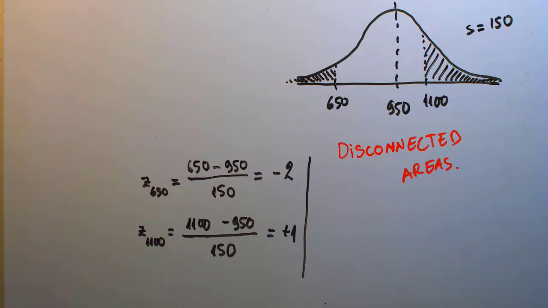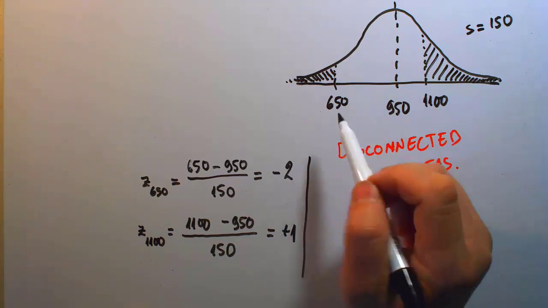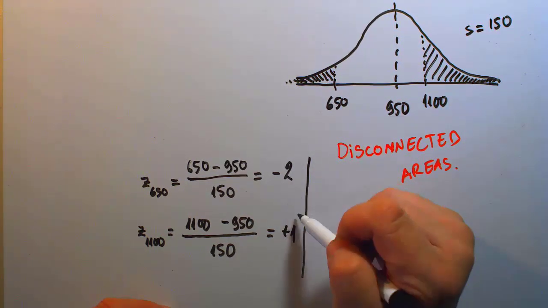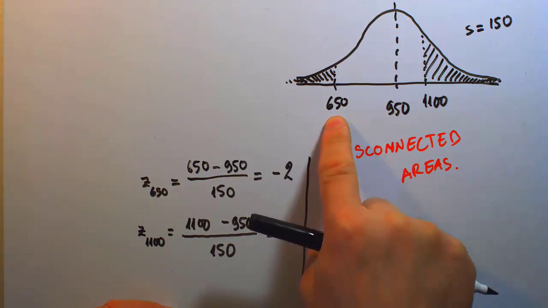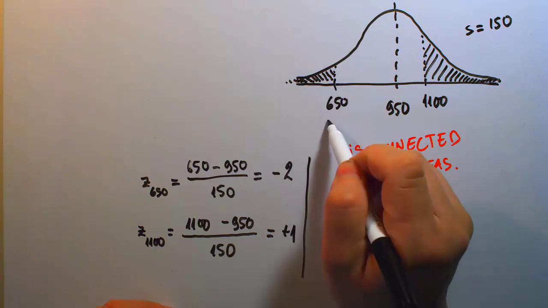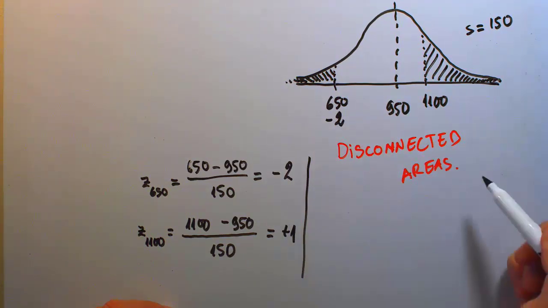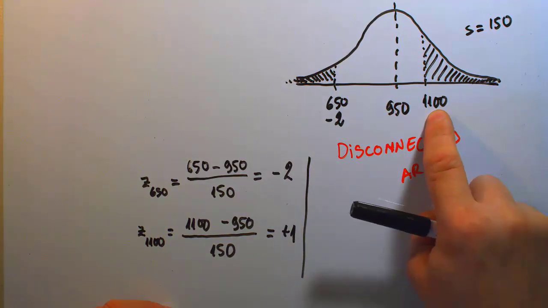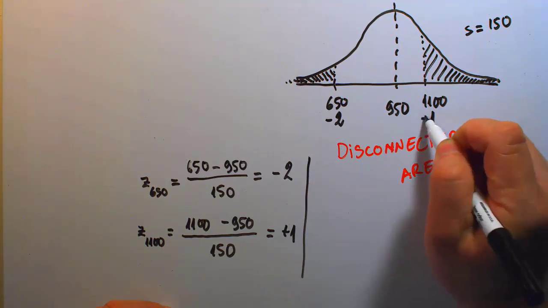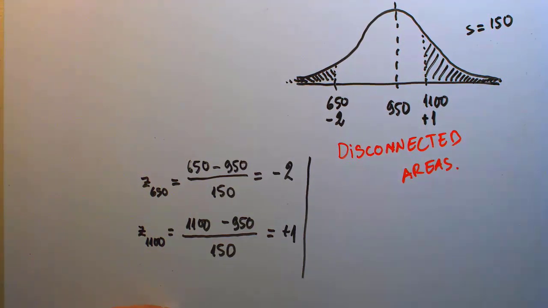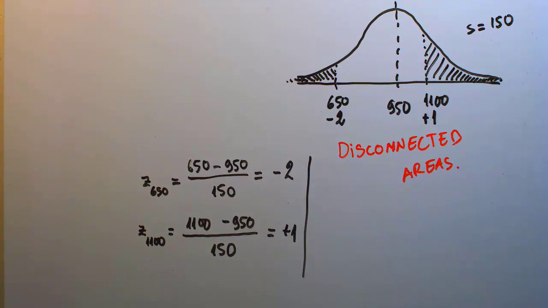Anytime I'm doing a bell curve problem, I always have a designated area separately to calculate all the z-scores. Now, getting the z-scores nailed down tells much better information: 650 is 2 standard deviations below the mean, and 1100 is 1 standard deviation above the mean.